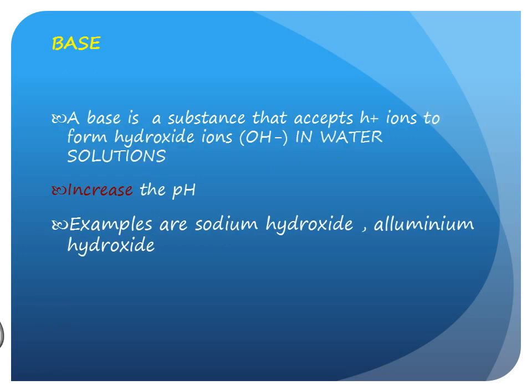A base is a substance that accepts hydrogen ions to form hydroxide ions in water solutions. And what does it do? It increases the pH. Examples are sodium hydroxide and aluminum hydroxide. So a base basically increases the pH.